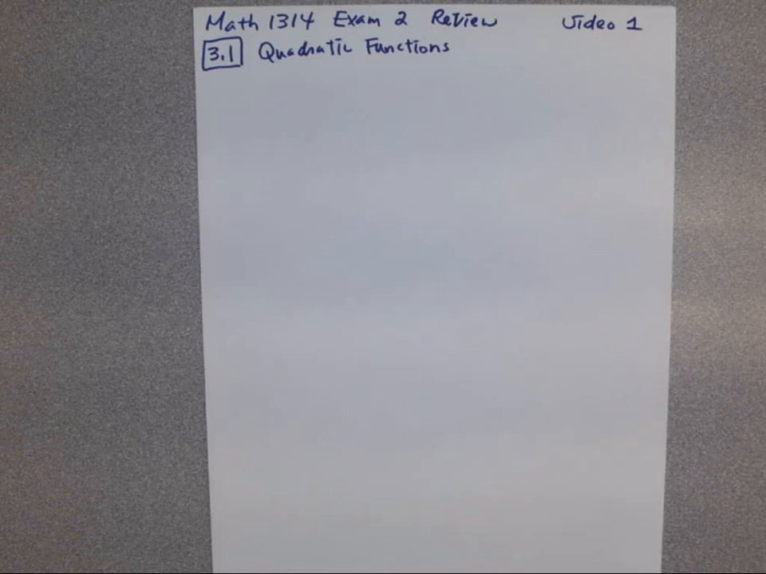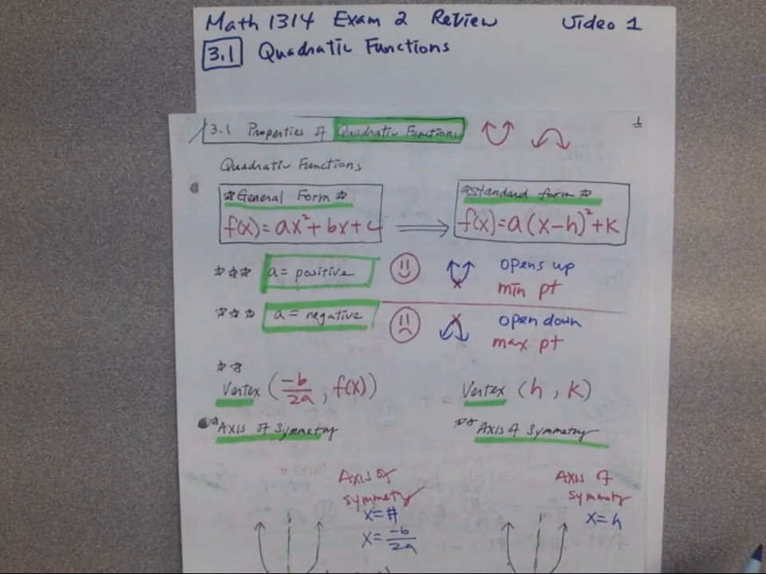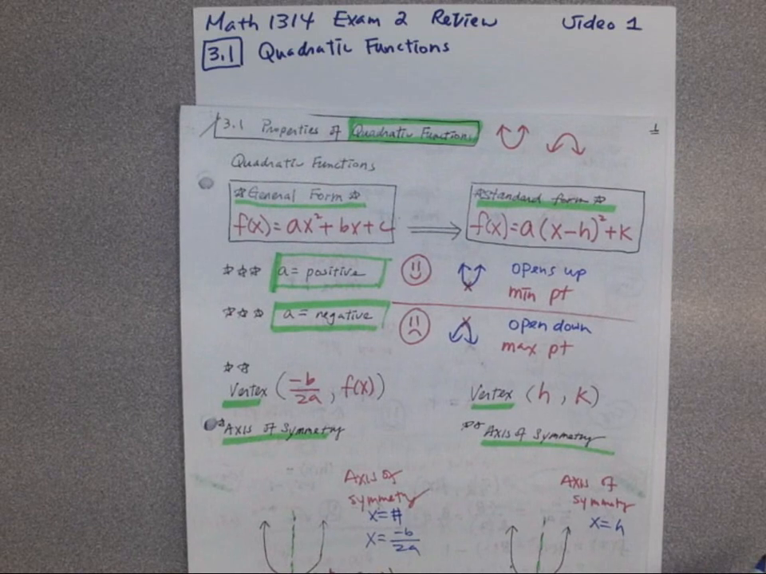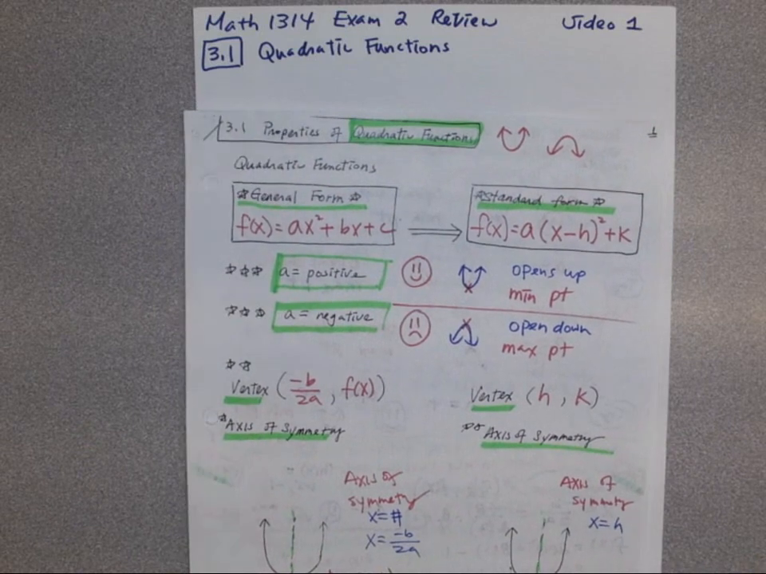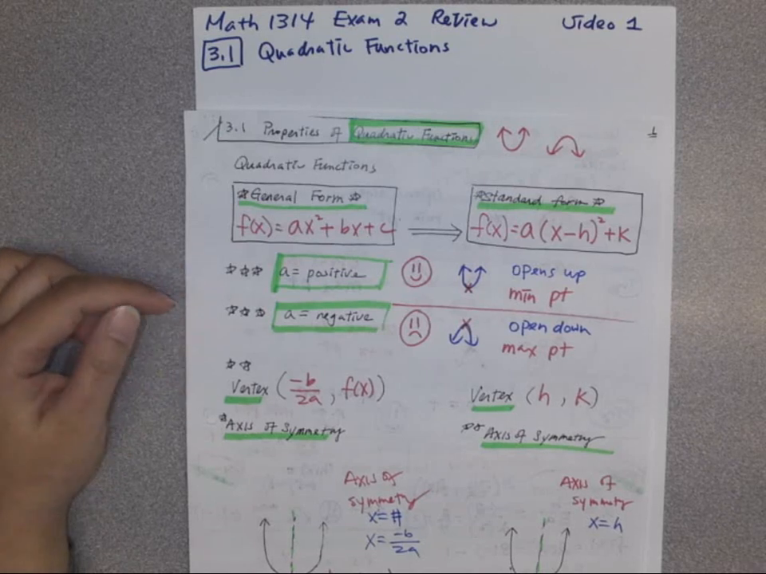So the first video is about 3.1 quadratic functions. If you look at your notes, the first page of 3.1 notes kind of gives you the summary. We have the general form and standard form, and we will have different ways to tell if it opens up and down.